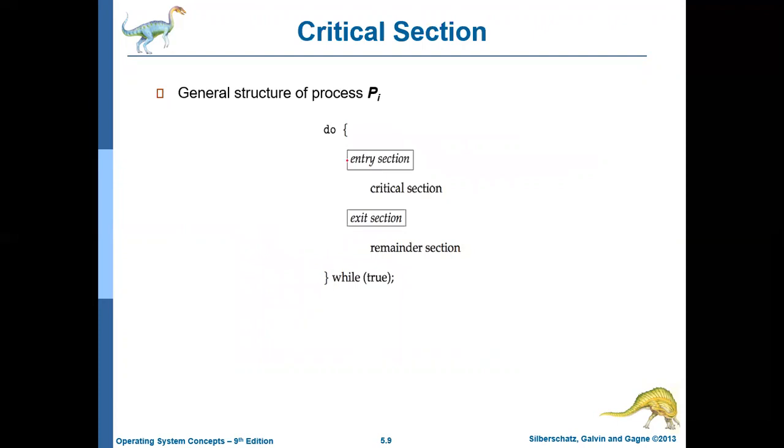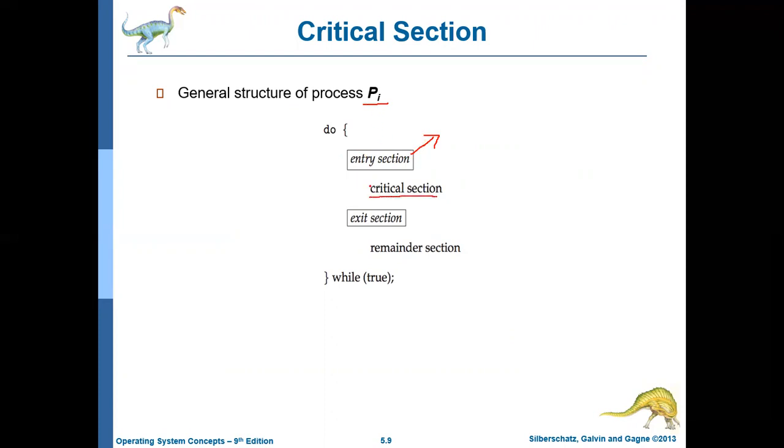So that is given here. Normally this is how a critical section of process Pi appears. There is a do while loop, which is an infinite loop. Inside that there is an entry section. This entry section checks whether any other process is currently in the critical section or not. If some other process is in the critical section, then it will keep waiting. It will not enter the critical section. If no other processes are in the critical section, then this process Pi will enter the critical section.